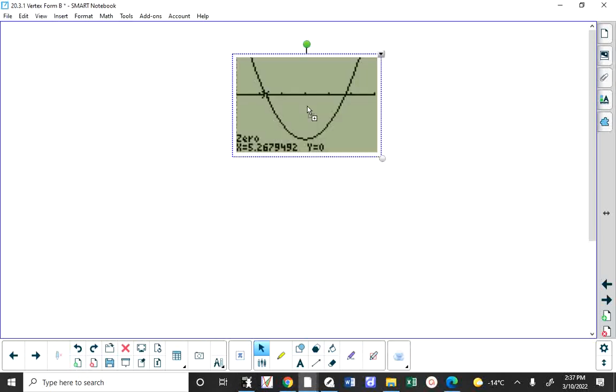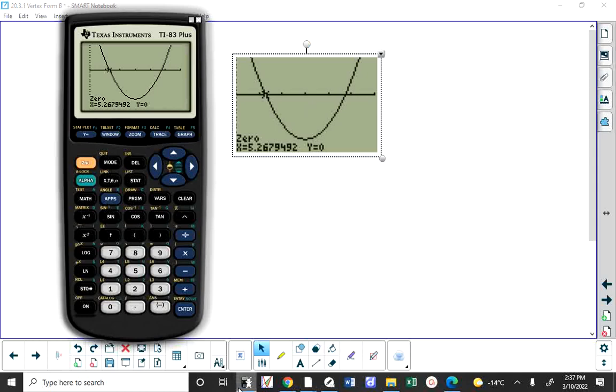If I repeat the process with the other X-intercept, I'm going to go from 8 to 9. And again, you can scroll if you want, and I get this number.